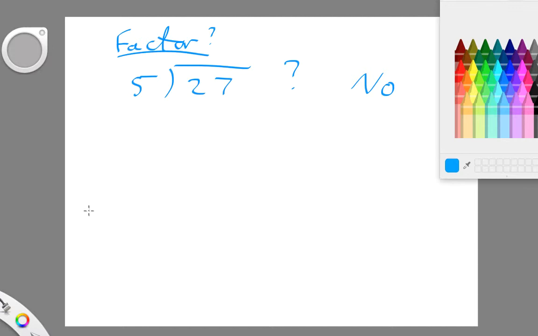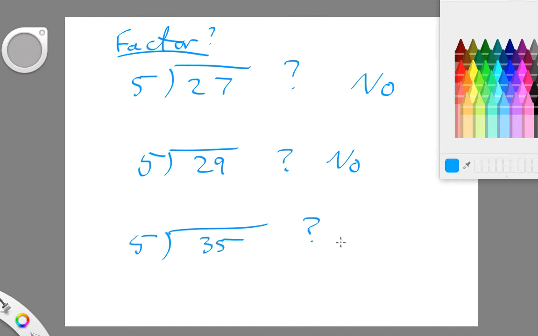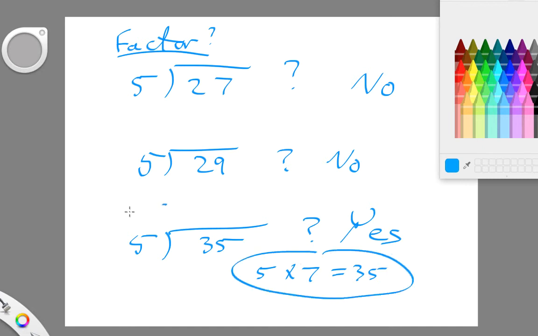Is 5 a factor of 29? No, because 5 doesn't go into 29 evenly. Is 5 a factor of 35? Yes, because 5 times 7 is 35. So you can use multiplication or you can use division to figure this out. 5 times 5 is 25, not 27. 5 times 6 is 30, not 29. But 5 times 7 is 35, and so it works. This is what you do. Enjoy.